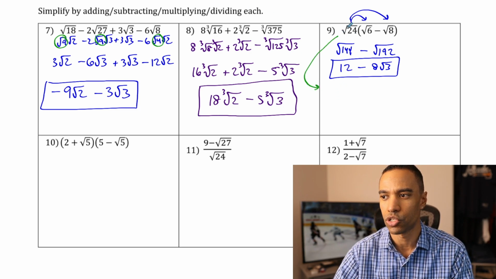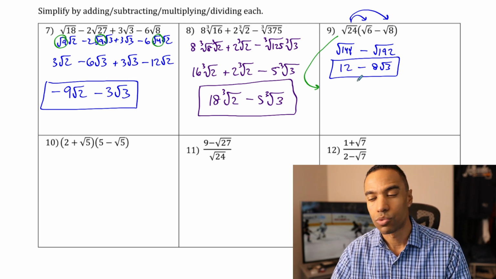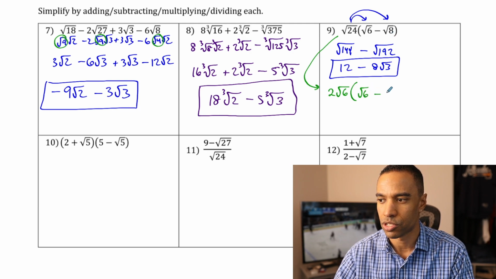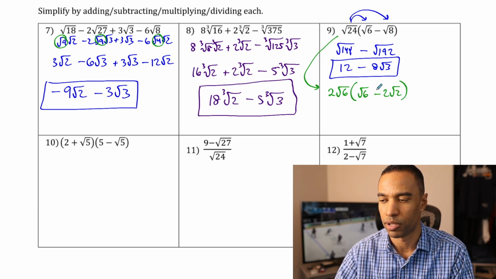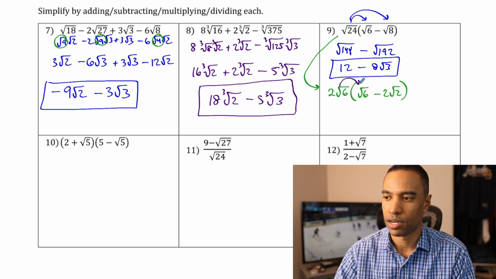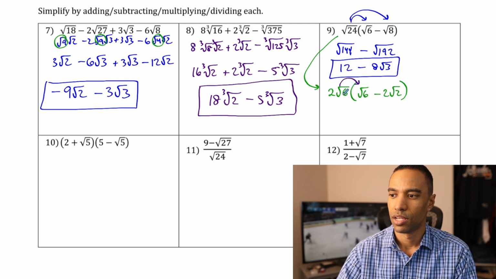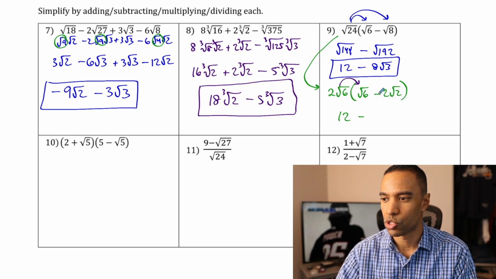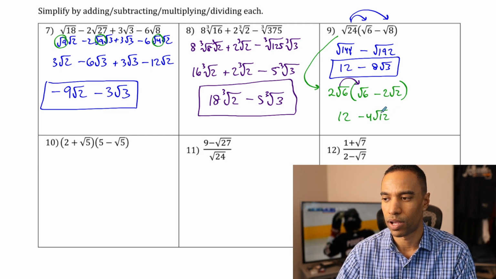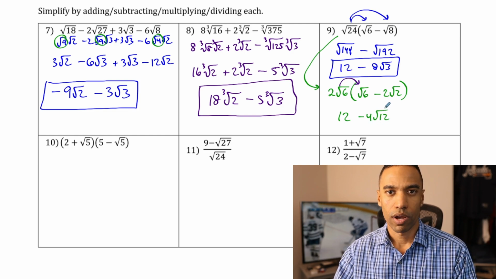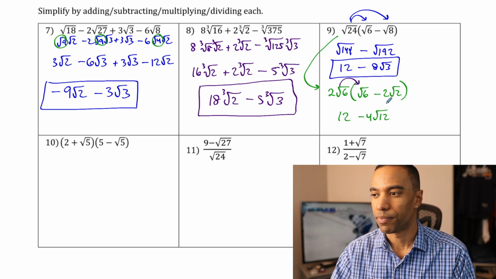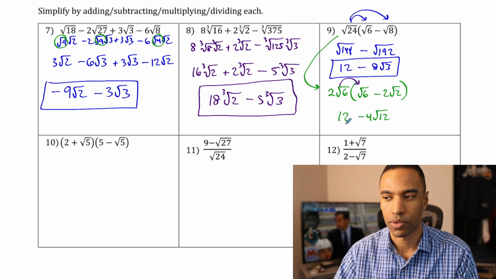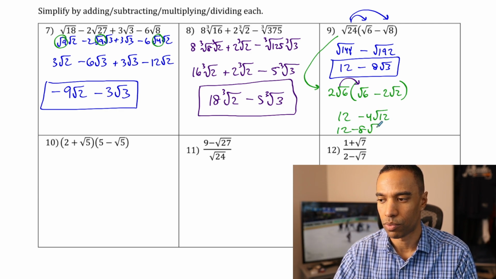Let's instead turn it into root 24 is root 4 times root 6. That's 2 root 6. Then multiply that by root 6 minus square root of 8 is 2 root 2. I think we did that a little bit ago. And now when we distribute it here, 2 root 6 times root 6, root 6 times root 6 is 6. 2 times 6 is 12. Root 6 times root 2 is root 12. 2 times 2 is 4. That's 4 root 12. Square root of 12 is square root of 4 times root 3, so that's 2 root 3. 4 times 2 root 3 is 8 root 3. So 12 minus 8 root 3, and we get it again.